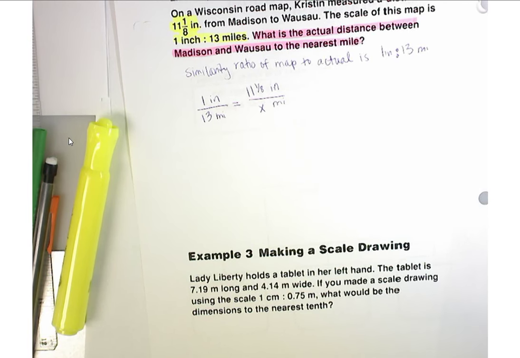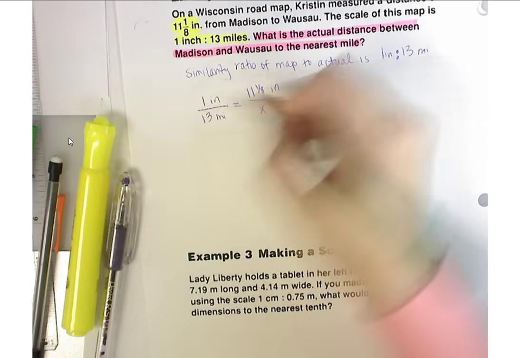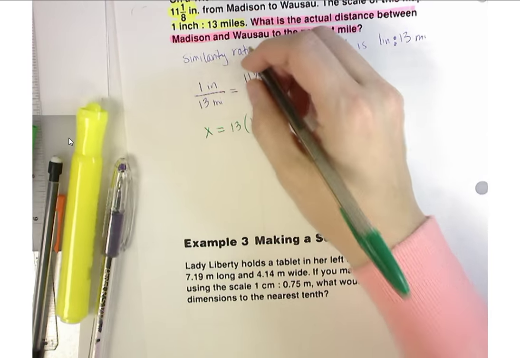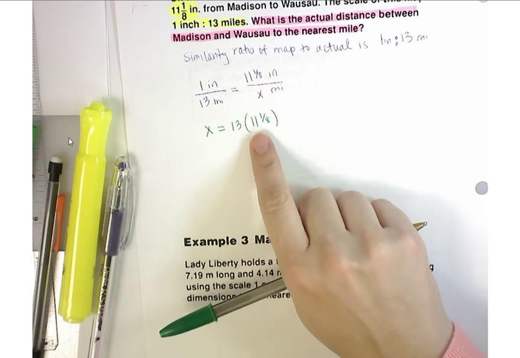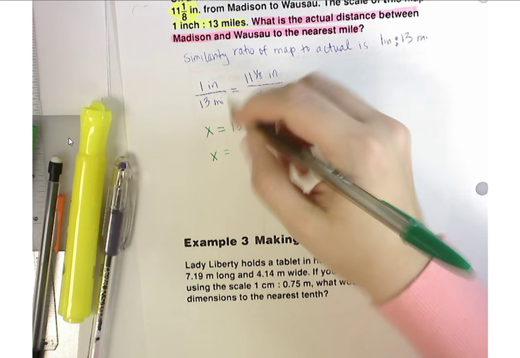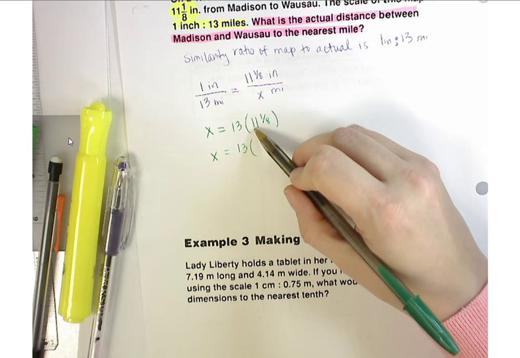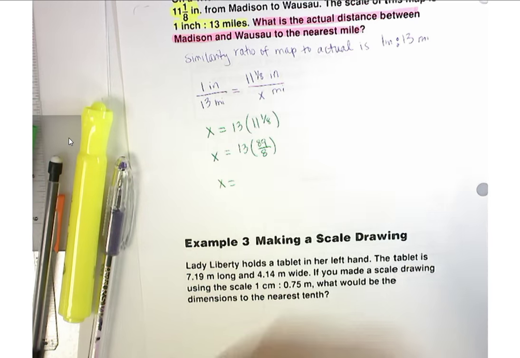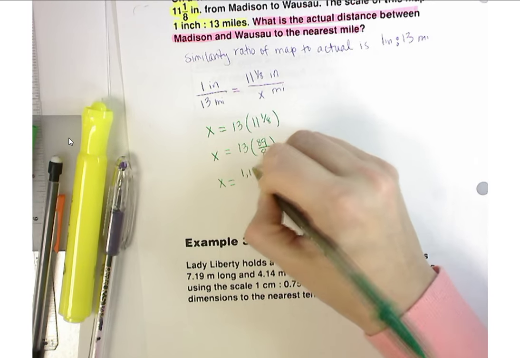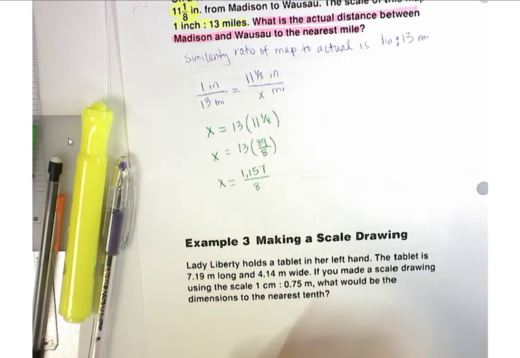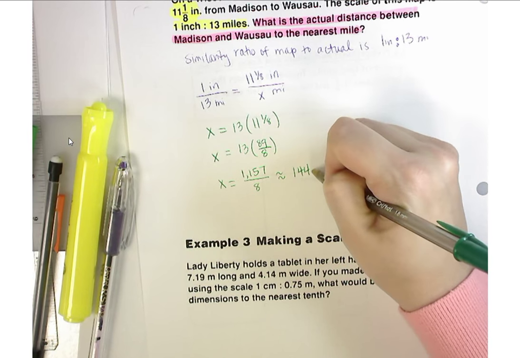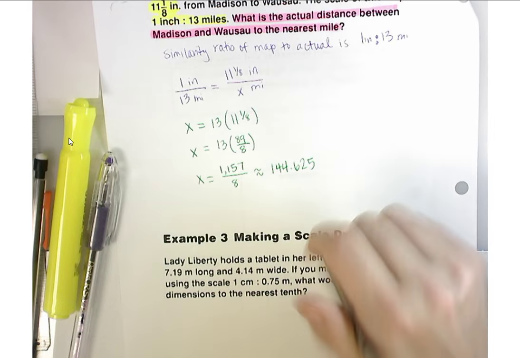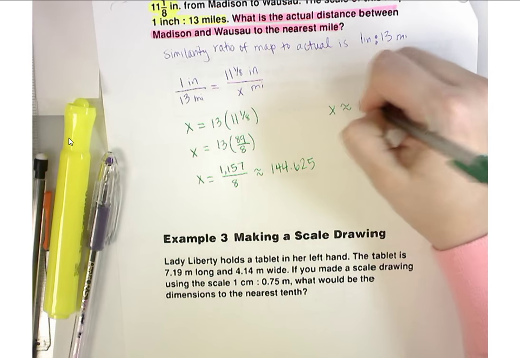Cross multiply. Right. So that means I'm multiplying 1 times X, which is just going to be X, and then 13 times 11 and 1/8. When I plug this in, I like to turn it into an improper fraction. So if I do 8 times 11, what do I get? 88. So then this would be 89 over 8. When you multiply that together, 13 times 89 is 1,157 on top, divided by the bottom, which is 8. That's approximately 144.625. This says to the nearest mile, which means if I have 0.6, that's going to round up. And X will be approximately 145 miles.